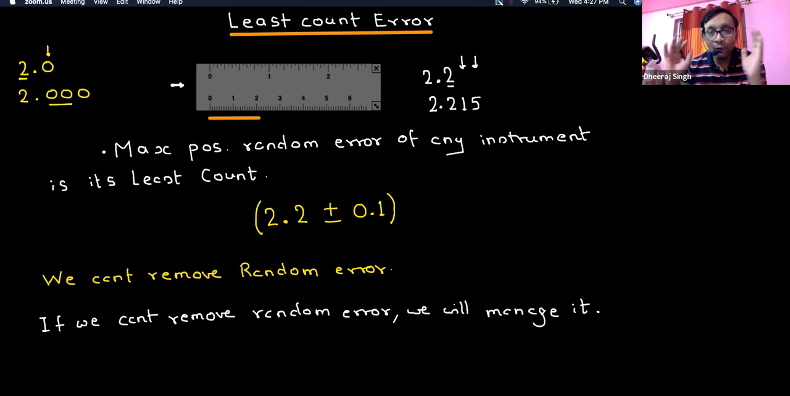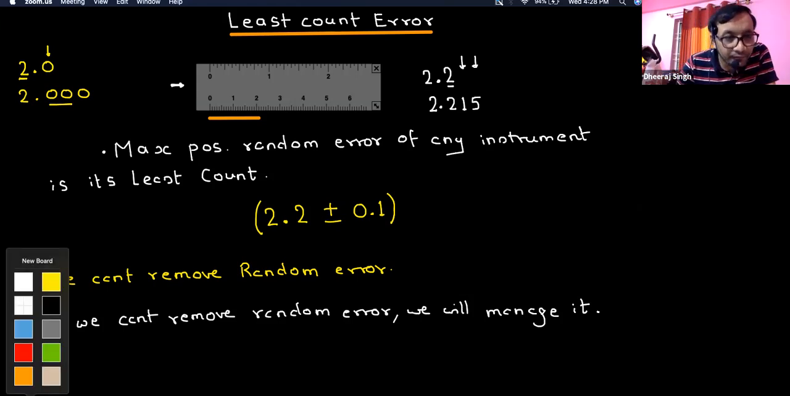So how to manage the random error is what this topic is all about. Now, before even managing it, you must be measuring it first. Suppose someone has to manage diabetes or the sugar level of his body, then he or she needs to first measure the sugar level, right? So that's the reason why the first topic is to quantify the error itself. Okay, so all of you write down.